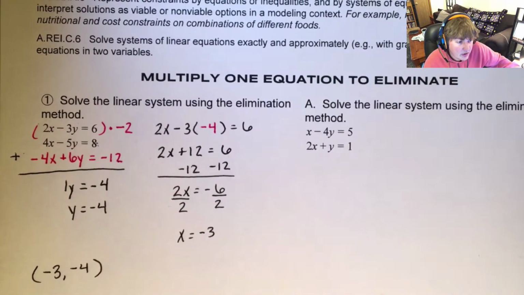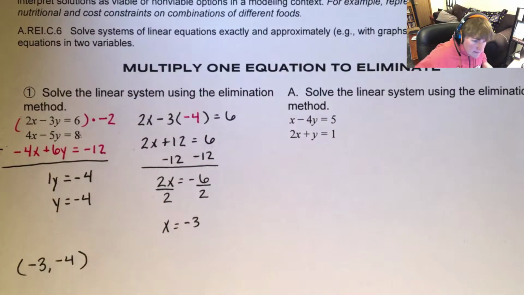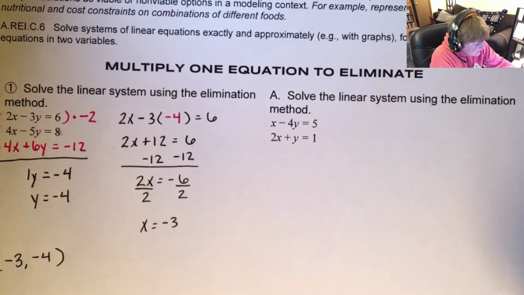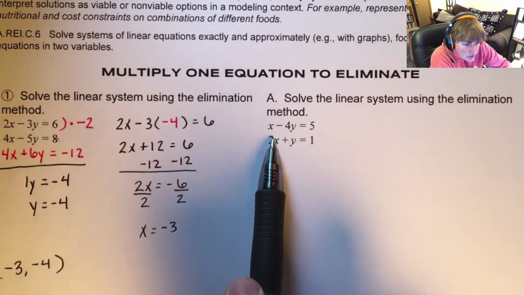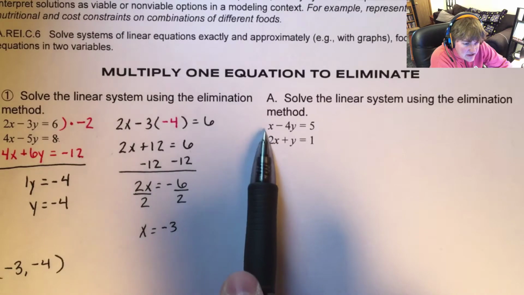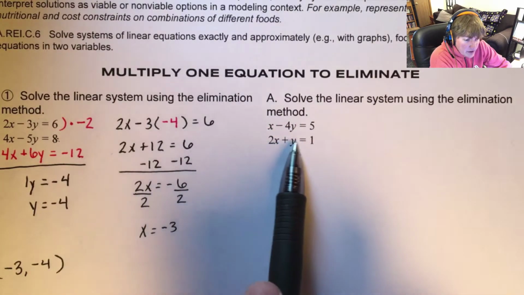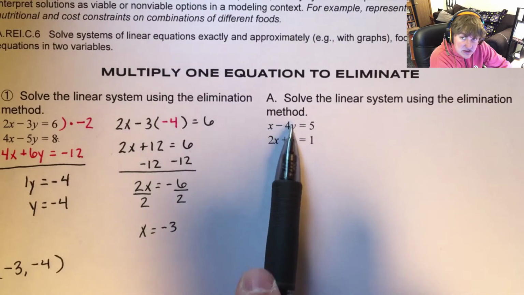Okay, so what I would like you all to do is pause the video, move on to A, and check it. Okay, so I'm assuming that you have already done this problem and that you're just trying to see if your work worked out. So the first step is you just want to figure out where you want to create your opposites. It looks like I could multiply this top equation by negative 2, and then I would have opposites in the x's. Another great option would be to multiply this bottom equation by 4, and then when I add, I would have opposites in the y's.